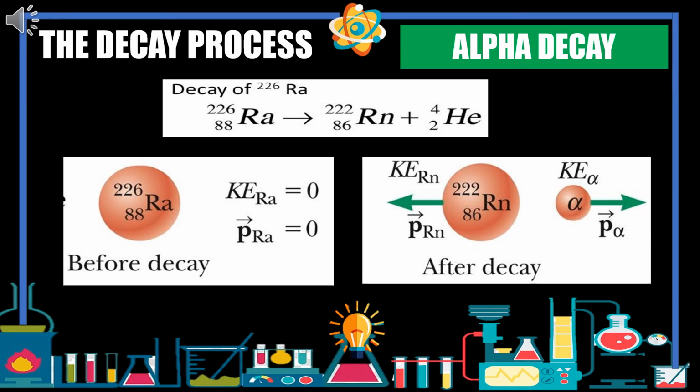For example, the alpha decay of radium-226. The radium nucleus is initially at rest. After the decay, the radon nucleus has kinetic energy and momentum, and the alpha particle has kinetic energy and momentum. So as you can see, after alpha decay, the mass number of radium was reduced by 4. The atomic number was decreased by 2.